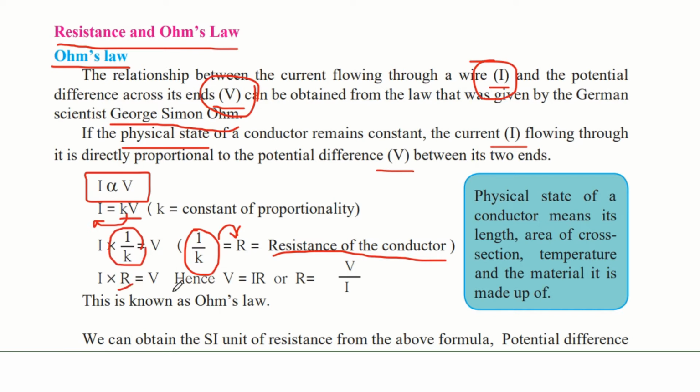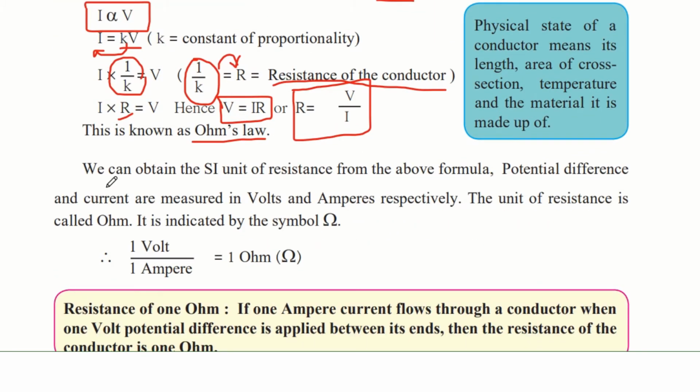So when we rearrange this formula, we would get V is equal to I into R, or R is equal to V upon I. This is nothing but rearrangement of the same formula, and this is nothing but Ohm's law. We can obtain the SI unit of resistance from the above example. So we know the unit of V and we know the unit of I. Therefore, we can easily find the unit of R.